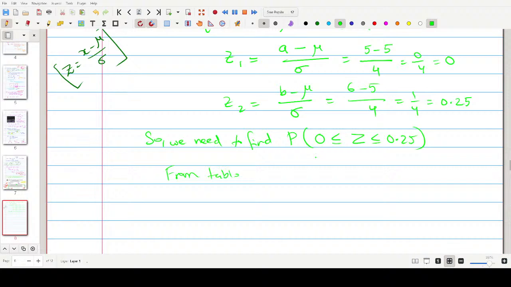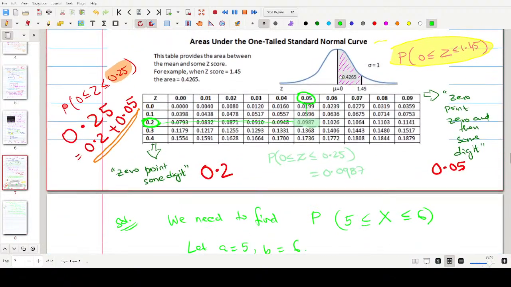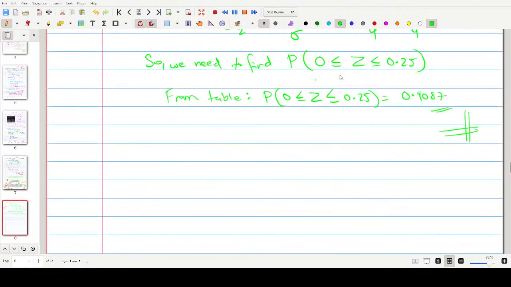from the table, P of 0 less than or equal to z less than or equal to 0.25 is equal to 0.9087. That is the answer. 0.9087. 0.0987, sorry, not 0.9087, 0.0987. My bad. Please excuse me for that. 0.0987.